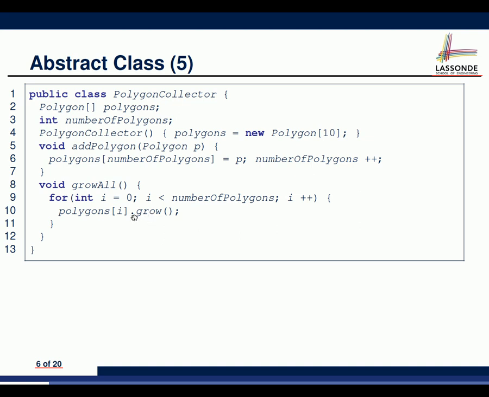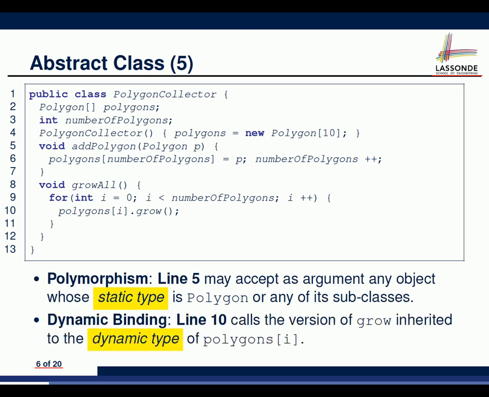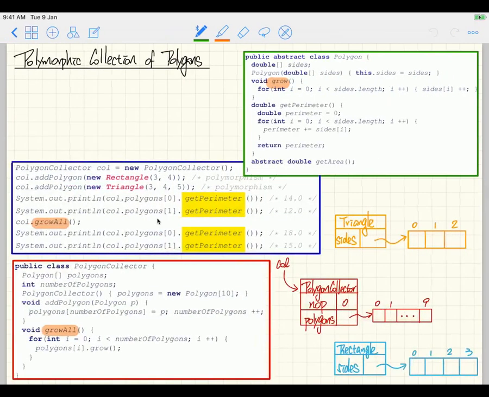So that means depending on which dynamic objects I'm talking about, it's going to call the corresponding grow accordingly. Okay, that's how the dynamic type binding is going to work. Similarly, if I simply say polygons i dot get area, that's also going to demonstrate dynamic binding. Okay, good. So static type, dynamic type. That's really important to clarify between these two. Okay, so now let's have a look at a test altogether.